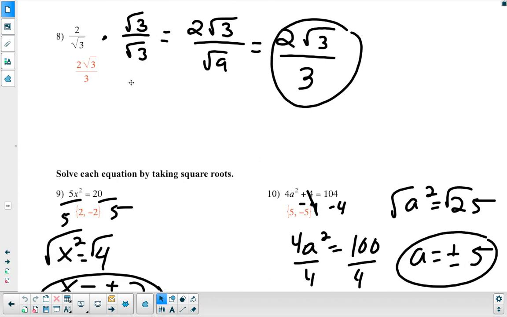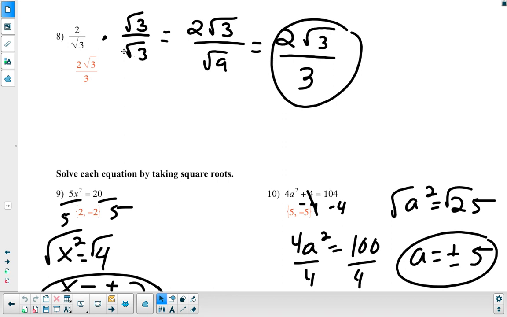On the next page, I have 2 over the square root of 3. It's a fraction. And with fractions, we are not allowed to have complex numbers in the denominator. And square roots are not allowed in there. That's considered a complex number. So we've got to get rid of it. How do we get rid of it? Well, the only way we can get rid of it is we take the square root. And we can't take the square root unless it's a perfect square. So how do we make it a perfect square?